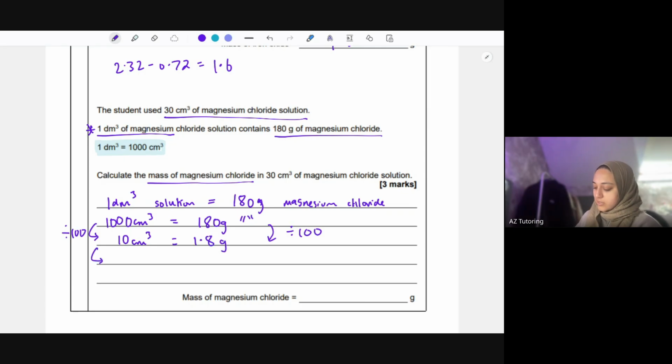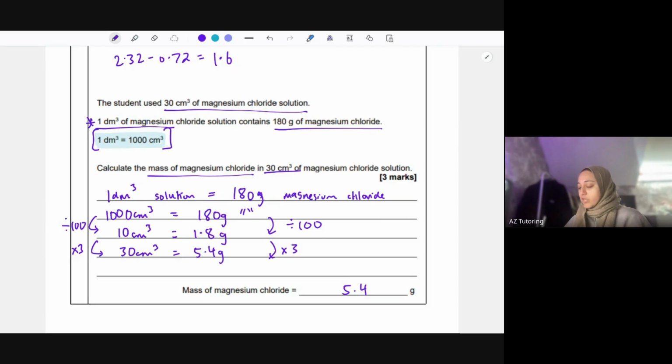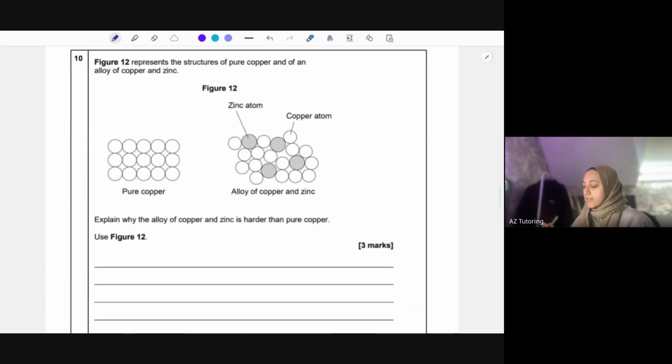Now to get that 10 centimeters cubed to 30 centimeters cubed, as it asked for in the question, I'm just going to times by 3. Whatever I do to one side, I do to the other side. So times by 3. 1.8 times 3 gives me 5.4 grams. And that's my answer. So it was all about proportions. We converted units again. They were quite nice to give us this. They don't always have to give it though. As you saw in the last question, they did not give that. So make sure you know your conversions between centimeters cubed and decimeters cubed.